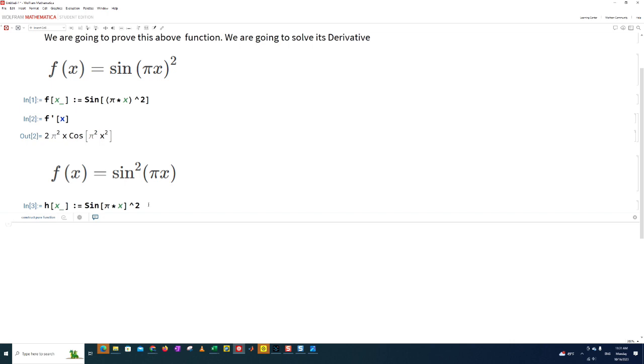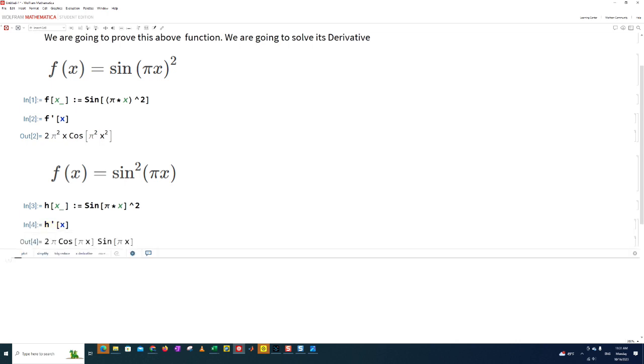Mathematica will know that this time I want to work with this function h. So now what do I want to find? I want to find the derivative of this. So h prime, then x, and then shift and enter. See, the result is 2 pi times cosine of pi x sine, and this is the final result right here. And this is what we found the other day too.